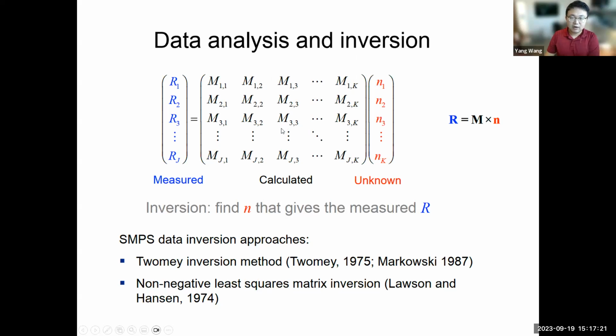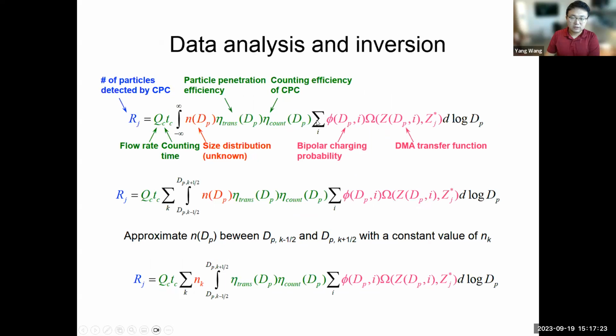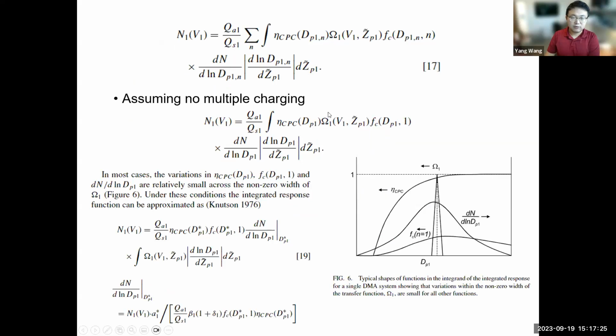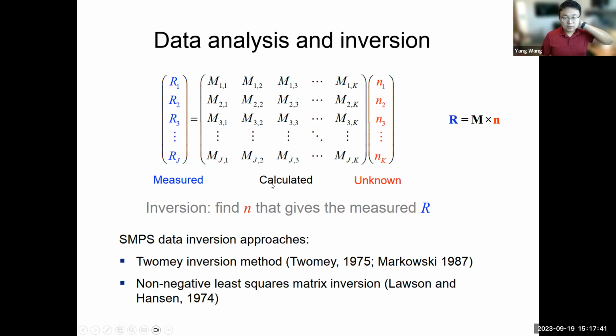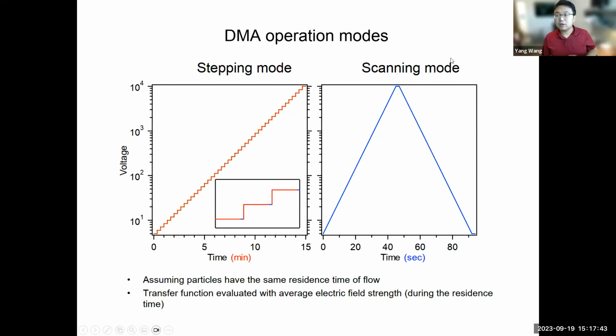This is, I would say, the more accurate inversion method, because as we introduced earlier, the only reason why we use this inversion is because of multiple charging. We also mentioned that for particles above 100 nanometers, multiple charging is becoming an issue. More particles are doubly charged or triply charged, and that will affect what you measure from the size distributions.